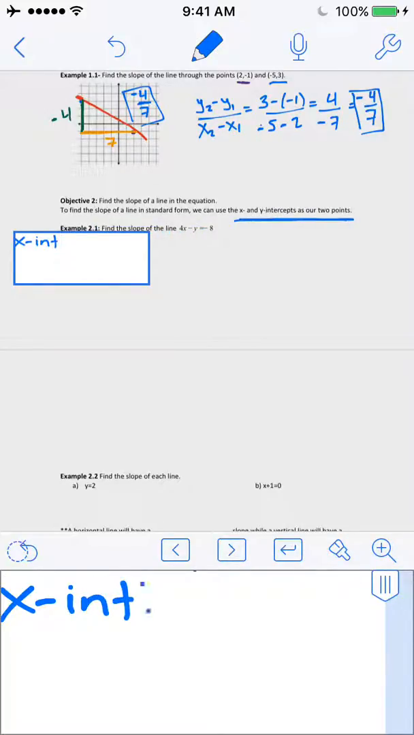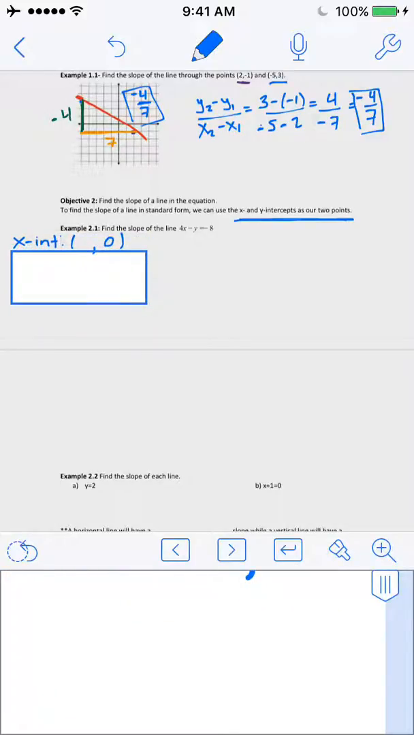Well, that's where I cross the x-axis, right? And since I'm at the x-axis, I've gone up and down nothing, right? So that is where my y equals 0. I've gone up and down nothing. That's my x-intercept. So in order to find my x-intercept, I plug in y equals 0.